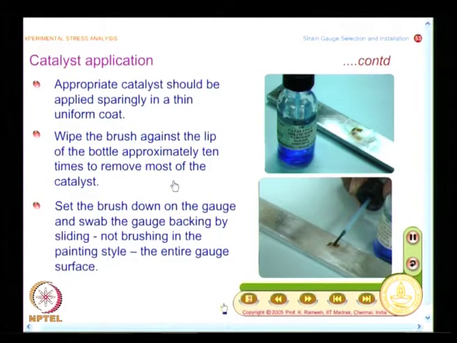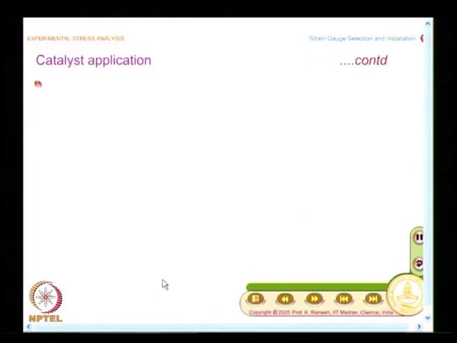See, it may sometimes look ridiculous: approximately 10 times, why not 9 times, why not 8 times? You do not ask questions there, because you want your strain gauge installation to be as good as possible. And also while putting the catalyst, you must set the brush down on the gauge and swab the gauge backing by sliding, and you should not do brushing in the painting style. This is to be done on the entire gauge surface. Not only this, the recommendation goes a step further.